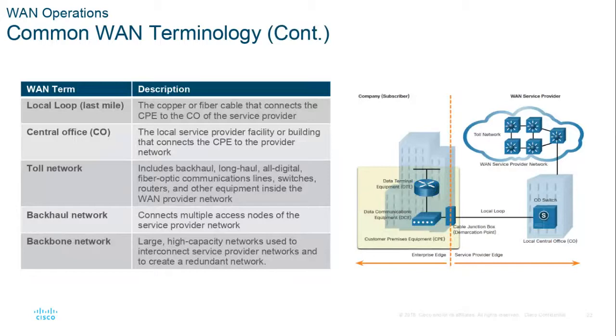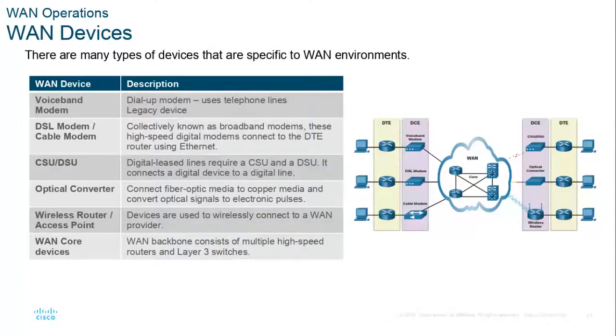That local loop, that last mile, that's the length of wire between you. That's the length of wire that may be 100 years old and squirrels have chewed on it. I talked about the local loop and the last mile. The toll network is their connection, the telephone company or the cable company's connection to the internet itself. And backhaul networks and backbone networks are used to connect all those different companies together so you can get access to the entire internet.